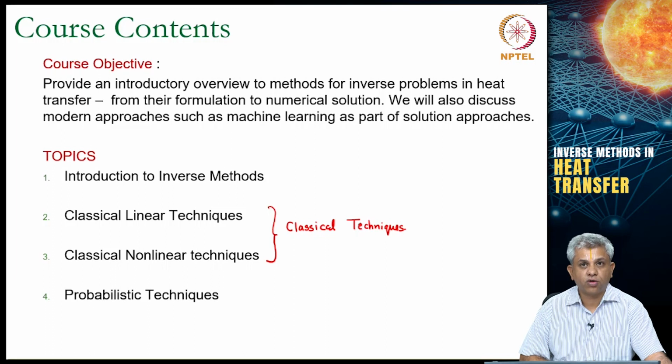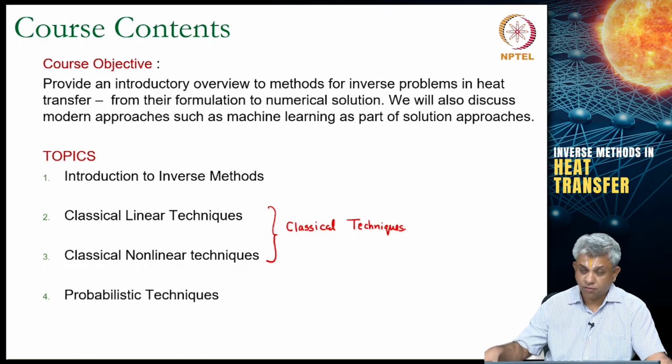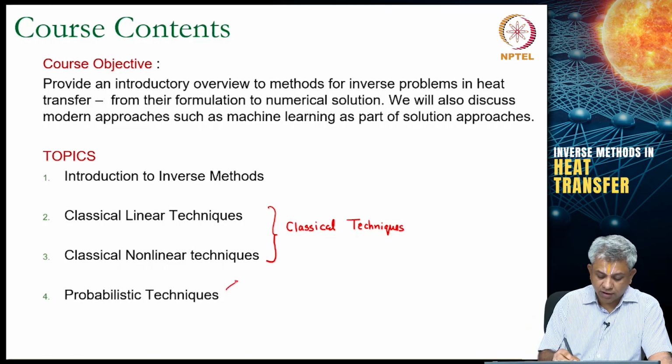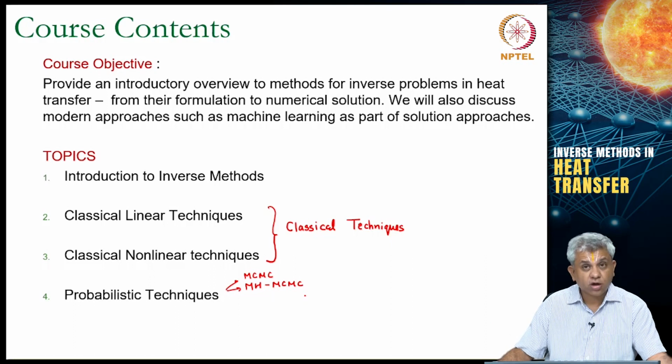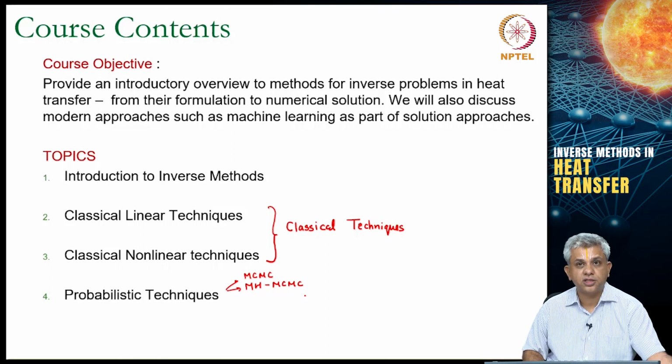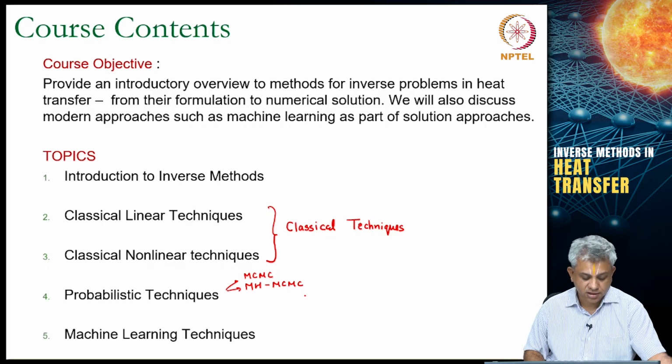After that, we will follow this up with probabilistic techniques. These are also extremely useful within inverse methods. So, within this we will be covering what are known as Markov chain Monte Carlo techniques, some Bayesian techniques, another technique called Metropolis Hastings. These are also very broadly useful, not necessarily just in heat transfer problems, but across the domain. But their philosophical emphasis is different from the classical techniques. Classical techniques typically use some algebraic techniques, whereas probabilistic techniques use some probability and statistics.